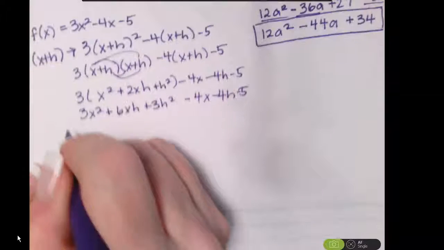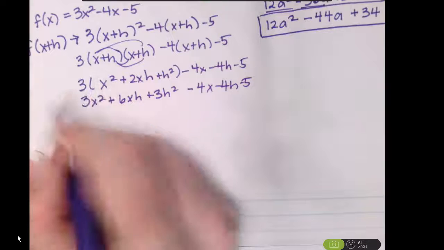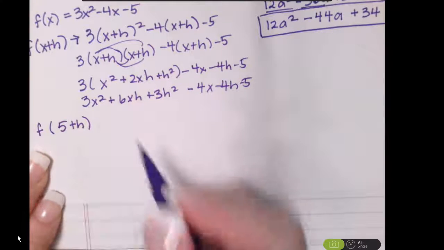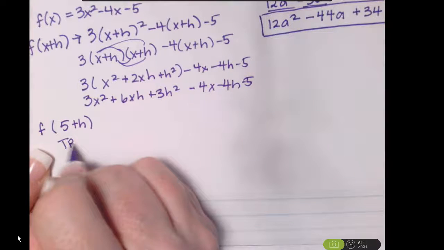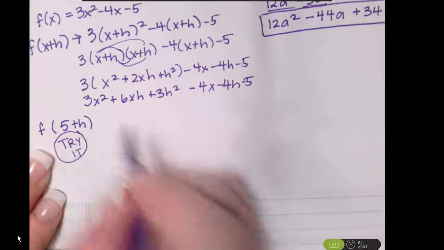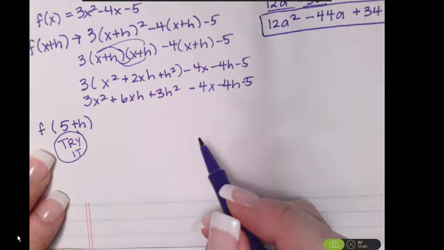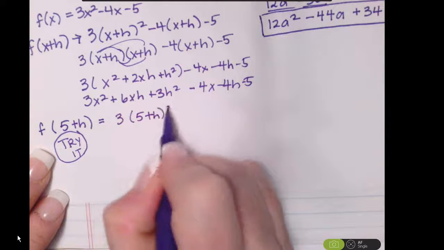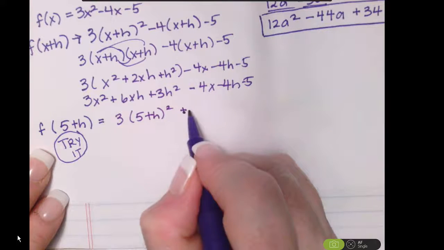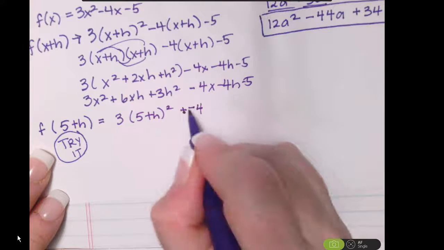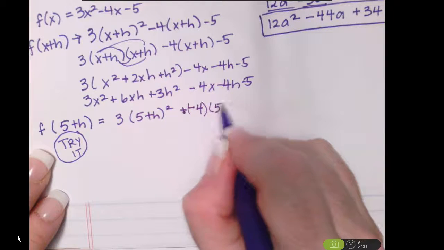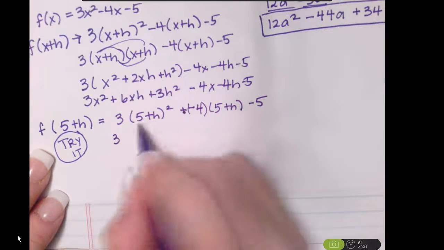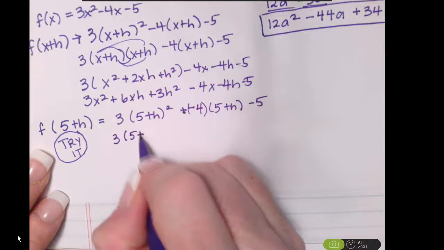And the last one I want to do is f of 5 plus h. And if you can, pause the video, try this one on your own first, and then just check your answer with me. So I'm going to substitute 3 times 5 plus h squared, and that's a minus 4x, so negative 4 times 5 plus h, minus 5. So I'm going to do 5 plus h squared by expanding it out.